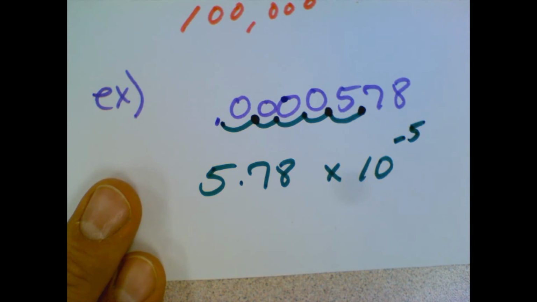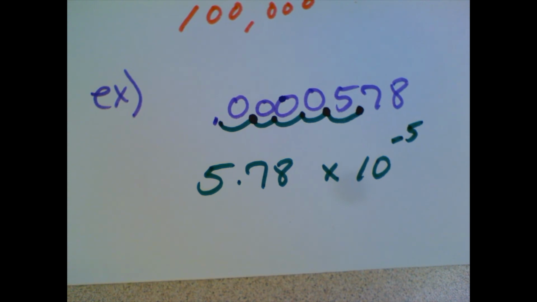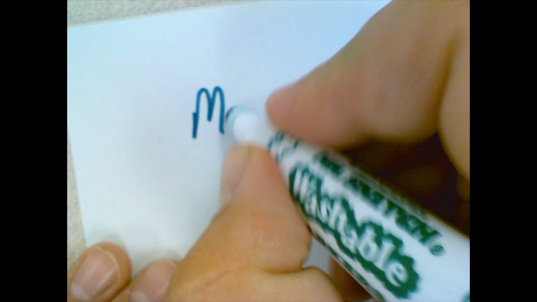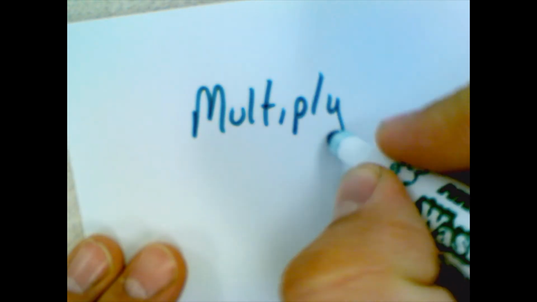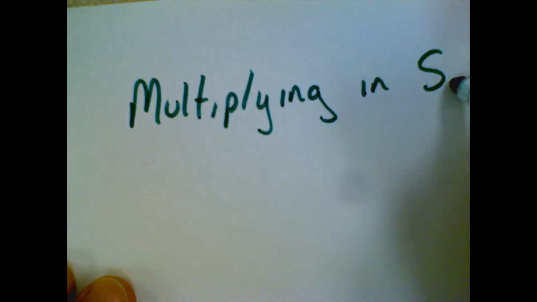All right, questions? Review the video if you have to. I'm going to just talk about a couple things about when we multiply and divide in scientific notation. So this is multiplying in scientific notation.